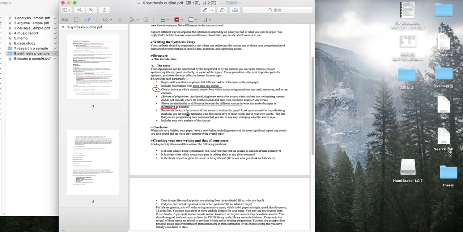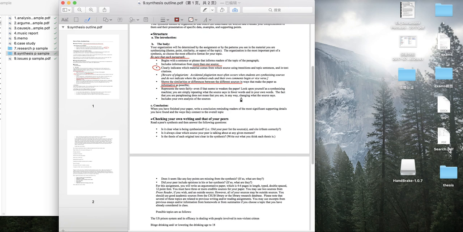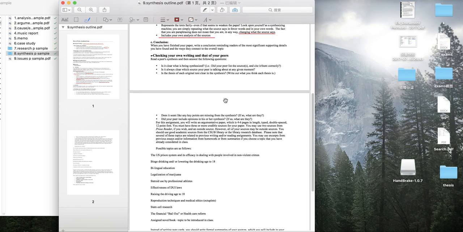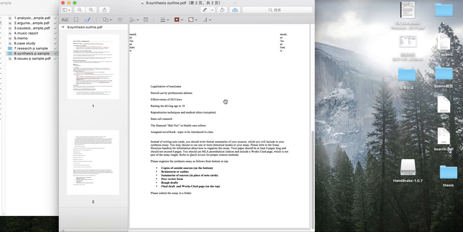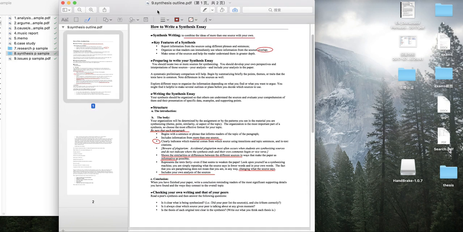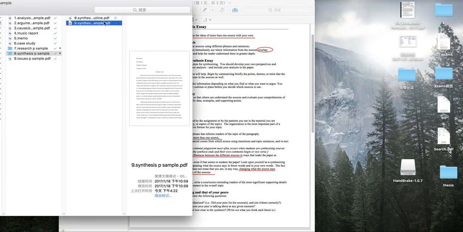Represents the text fairly. Changing what the source says, I will explain to you later, and includes your own analysis of the source. These are important points for body paragraphs of synthesis thesis essays. Alright, let me explain to you now. I will not close this PDF because we will use it soon.